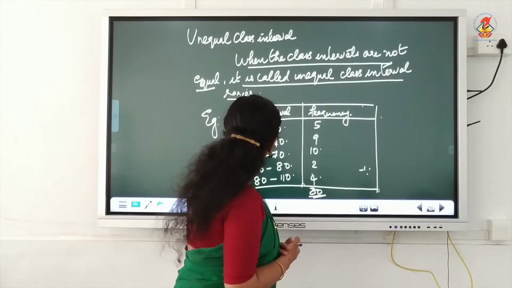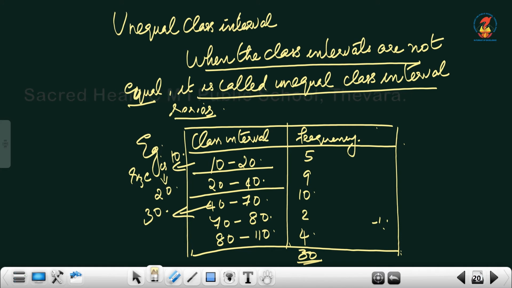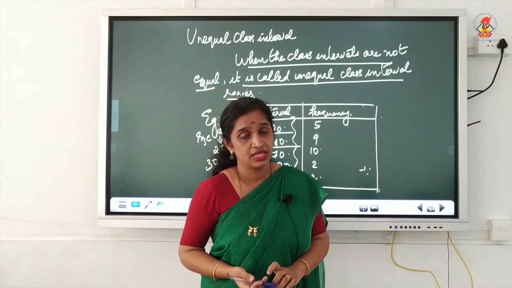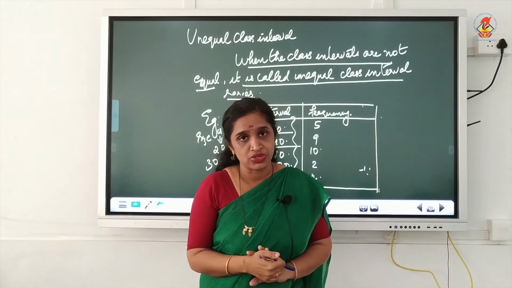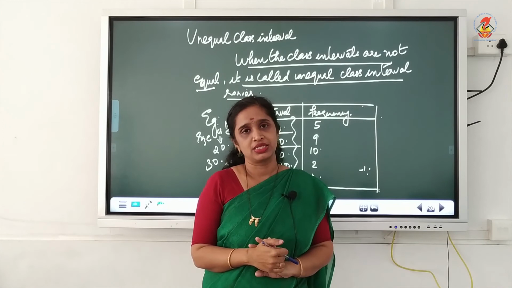Here is the example for you. Class interval 10 to 20, 20 to 40. Instead of 20 to 30, it is 20 to 40. Here the size is 10, but here the size is 20. Again 40 to 70, that means here the size is 30. So each and everywhere the size is different. So there is no continuity also. That kind of a class interval is known as unequal class interval.